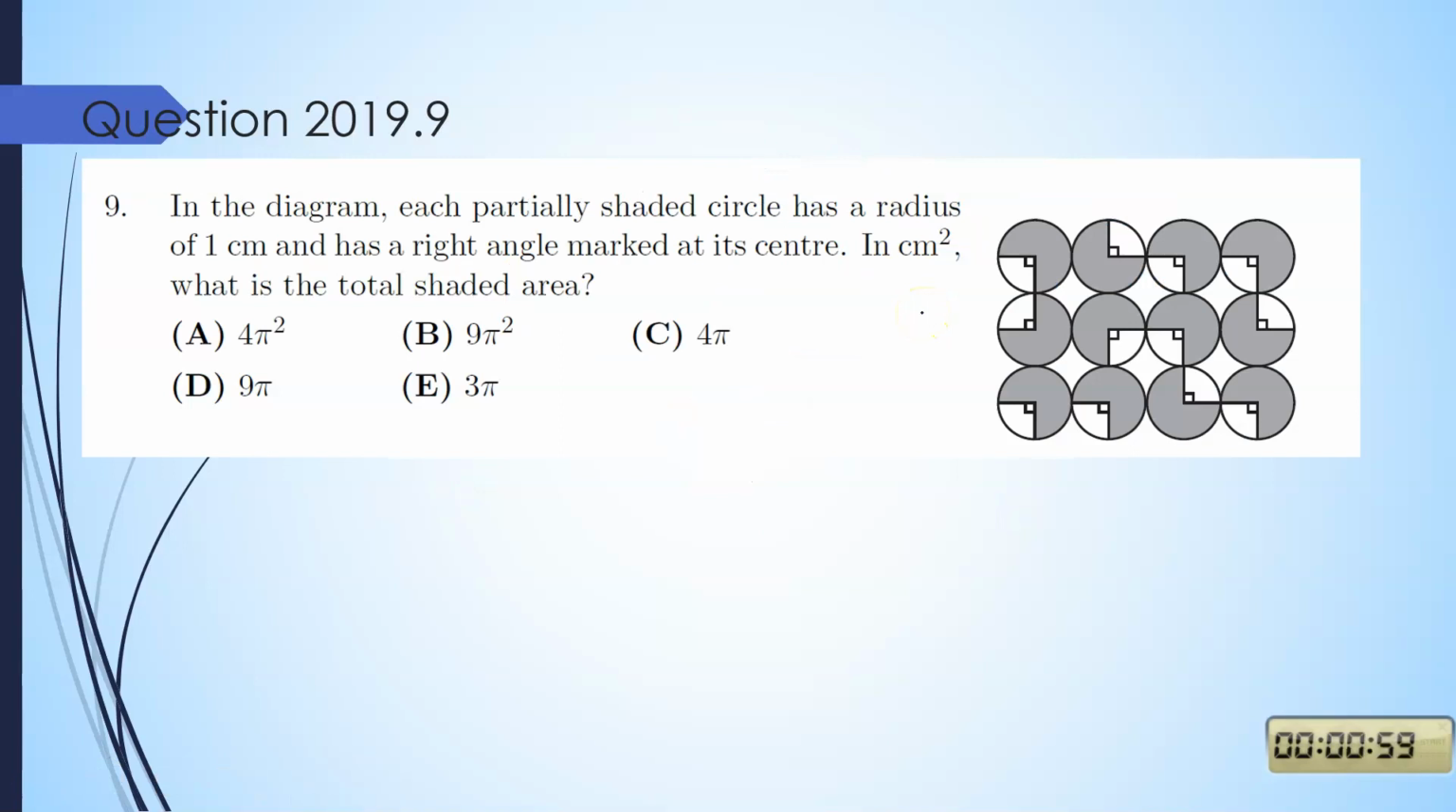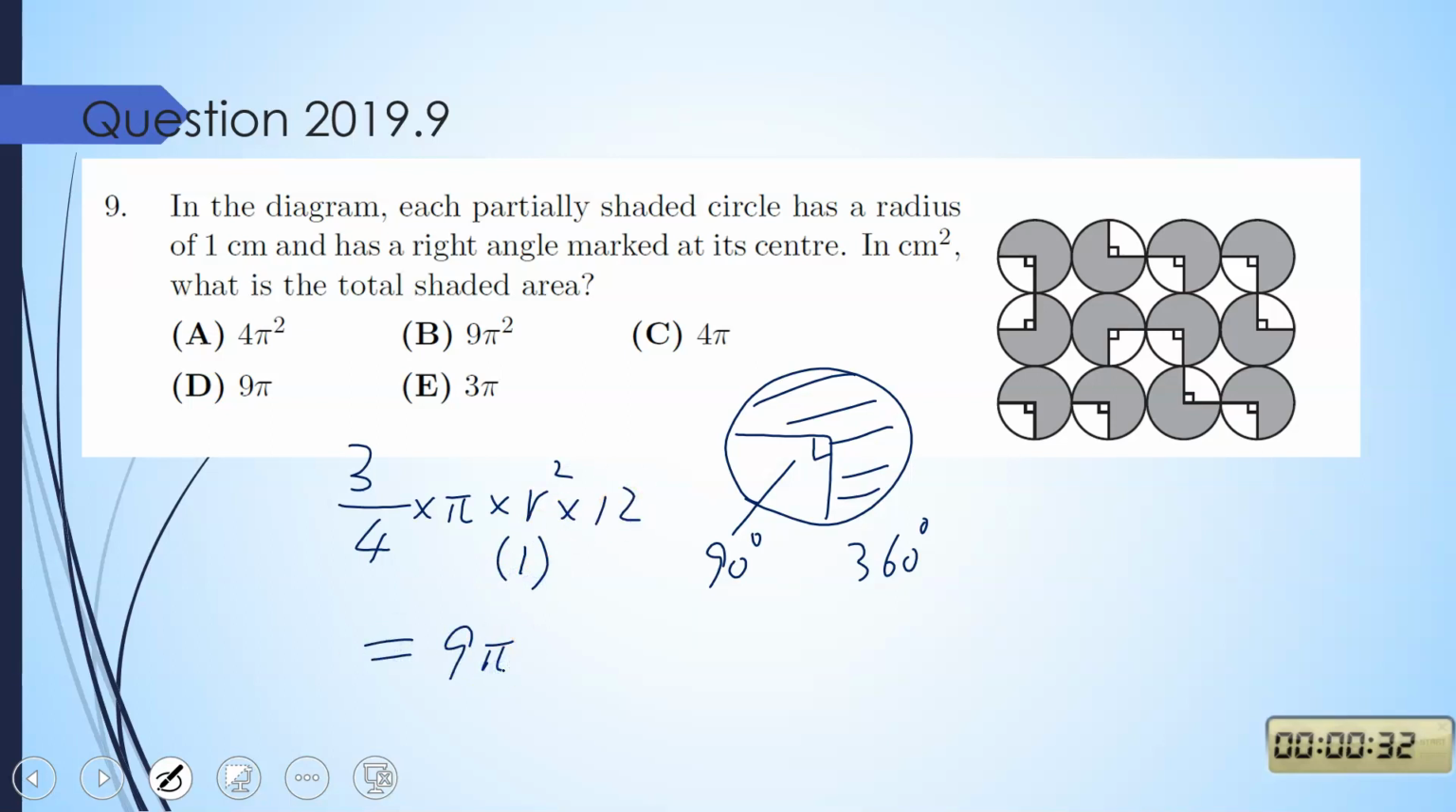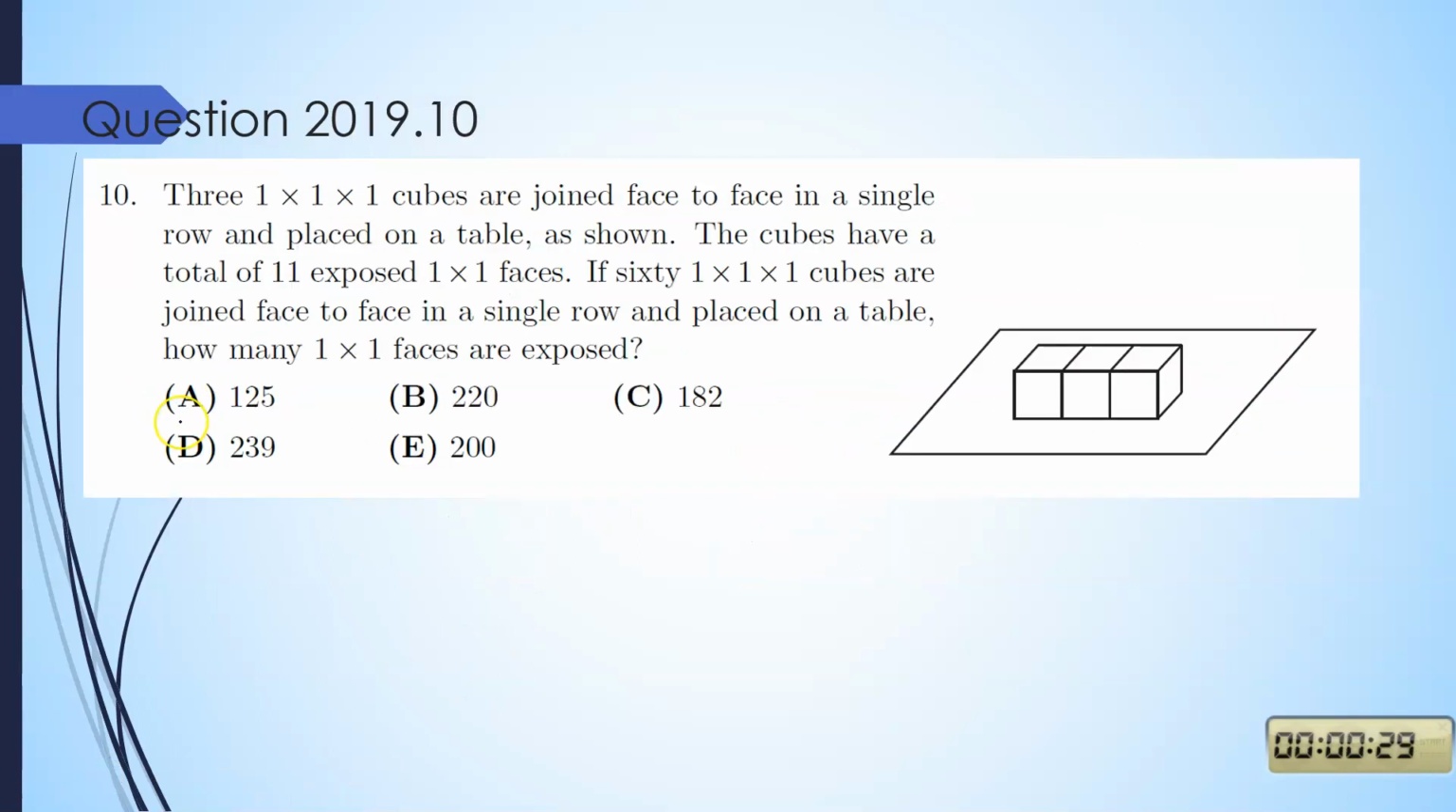Question number 9. In the diagram, each partially shaded circle has a radius 1 and a right angle mark at its center. A right angle means 90 degrees. A circle has 360 degrees, so the shaded area is 3/4 of a circle, times pi times r squared. R squared equals 1 cm times 12 equals 9 pi. So the answer is D, 9 pi.